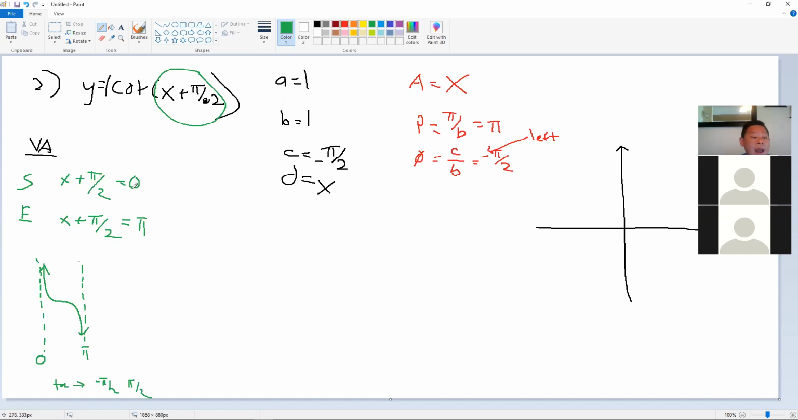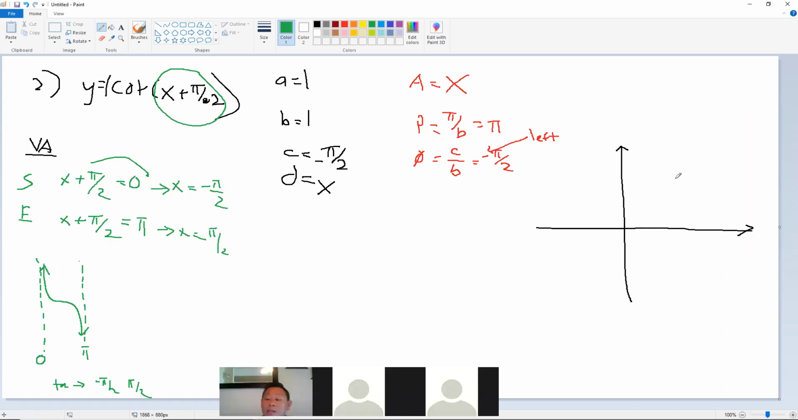So we have to solve for x. So x in this case is negative pi over 2. You move this over there, it becomes negative. And x for the ending part will be pi over 2, because when you move the pi over 2, you subtract. 1 subtract half is pi over 2. So in this case, your cotangent graph actually starts at negative pi over 2 and it ends at pi over 2.